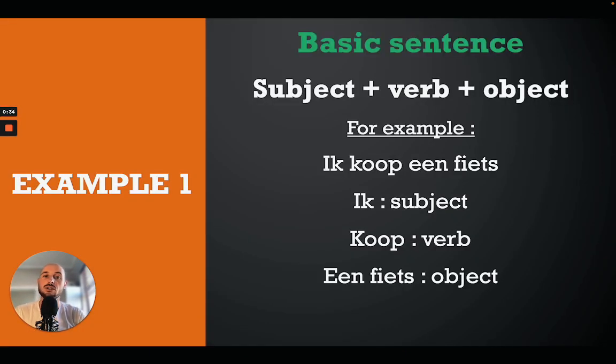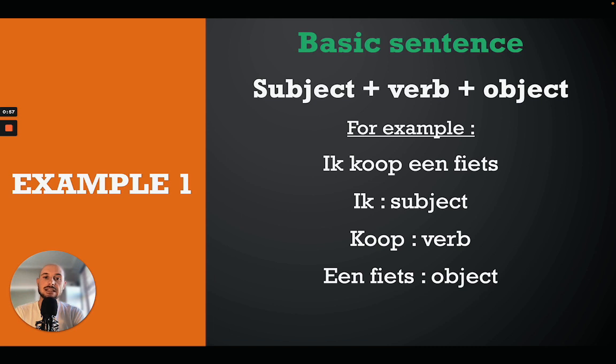Alright, so how are we going to do this? Well, I've got 7 examples for you, so 7 different sentences in Dutch, and we'll analyze them. We'll analyze what the subject is, what the verb is, and why the verb is here, or at the end of the sentence, so that you get a better understanding of the Dutch sentence structure. So we'll start with example 1.